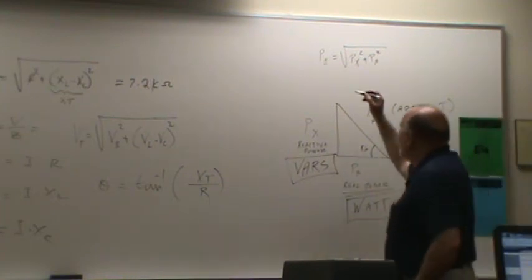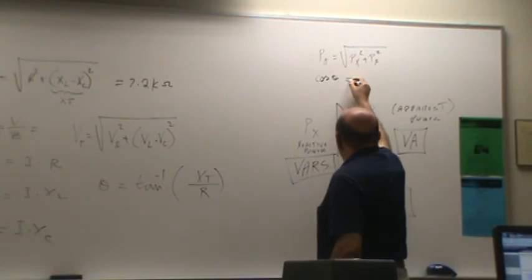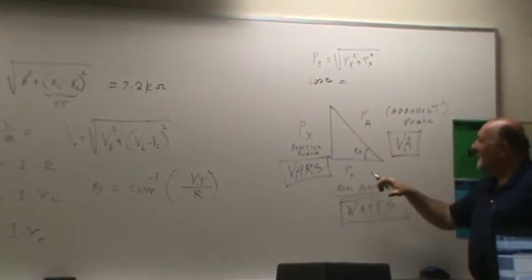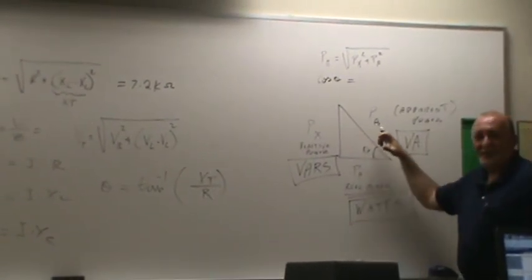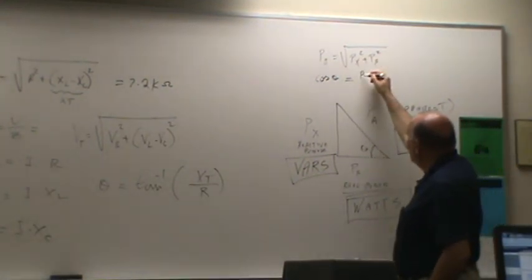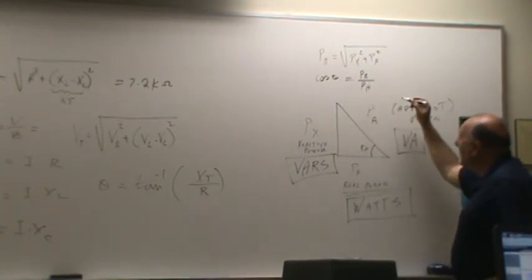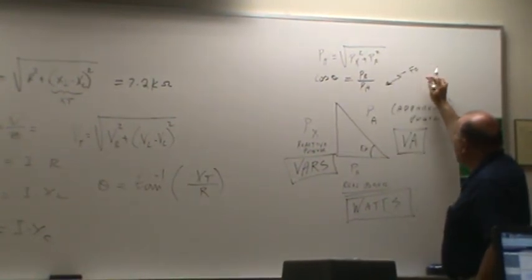And another thing is cosine of theta. Cosine is going to be the adjacent over the hypotenuse, right? Yes. So that would be PR over PA. Cosine of theta is actually known as power factor. I think I talked about it a little bit on the shell there.